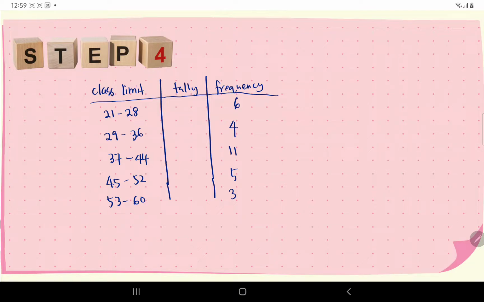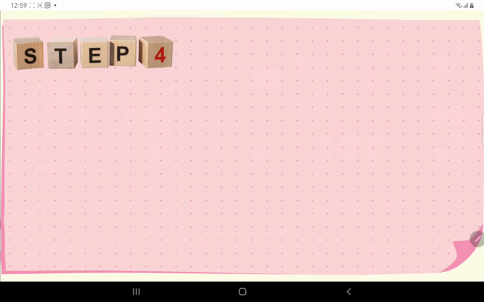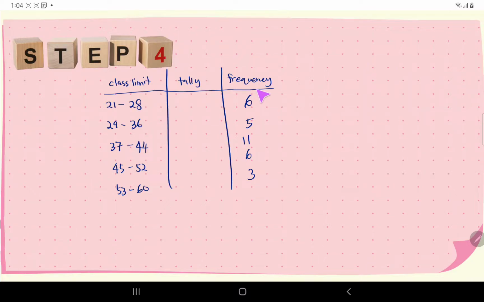Okay, for the frequency of 6, our tally is like this: 1, 2, 3, 4, 5, 6. Okay, 5: 1, 2, 3, 4, 5. 11: 1, 2, 3, 4, 5, 6, 7, 8, 9, 10, 11. Okay, 6: 1, 2, 3, 4, 5, 6. 3: 1, 2, 3. Okay, so you have to make sure your total frequency is 31, the same as the number of values of the data.